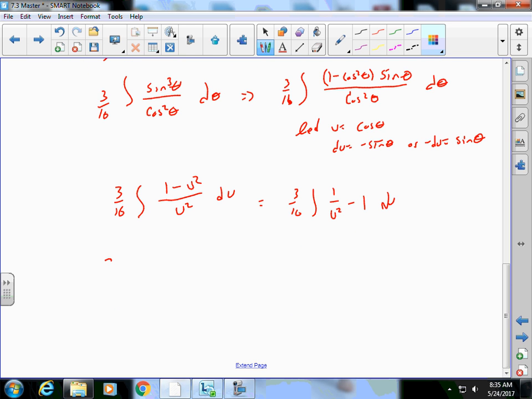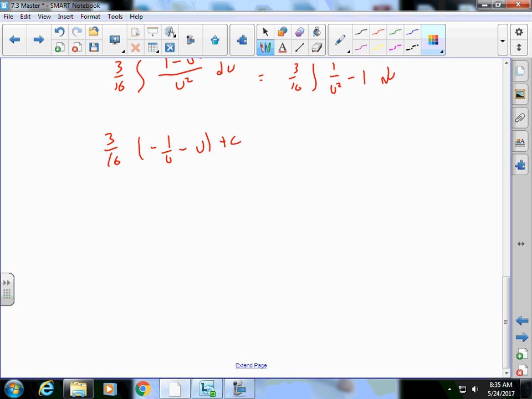Through integration, I have 3/16 times a minus 1 over u minus u plus a constant. But we didn't start off with u. We want to be in sines and cosines, so we'll go back to the u substitution, which is cosine. So I have 3/16 times minus 1 over cosine theta minus cosine theta plus a constant. Instead of writing minus 1 over cosine theta, we'll rewrite it as secant theta.